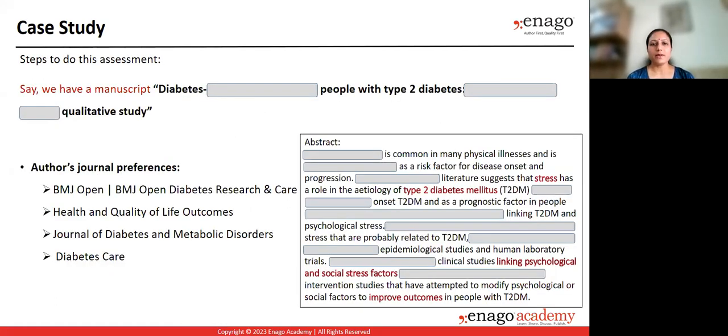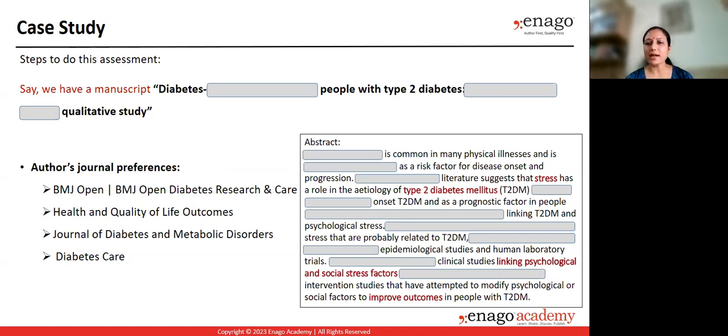In this case study, we have taken the abstract from the sample paper. Much of the content here has been blinded from the confidentiality point of view. However, please note here as well, the authors may have certain journals of choice in their mind where they may wish to submit the paper. On the left, we can see some of the preferences as BMJ Open, Health and Quality of Life Outcomes, Journal of Diabetes and Metabolic Disorders, and Diabetes Care. On the right, we can see the abstract section.